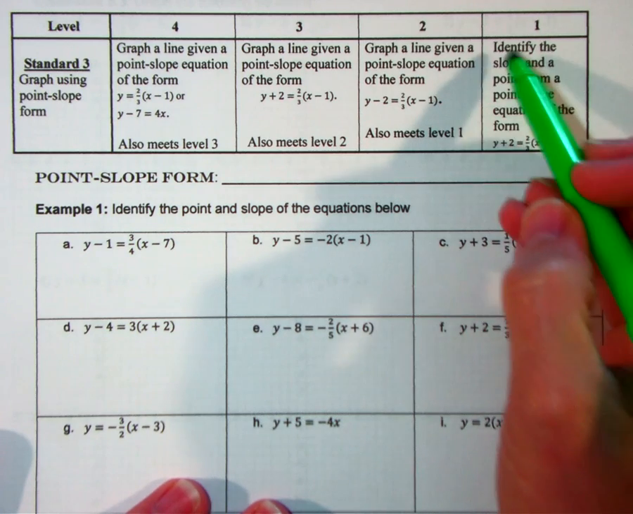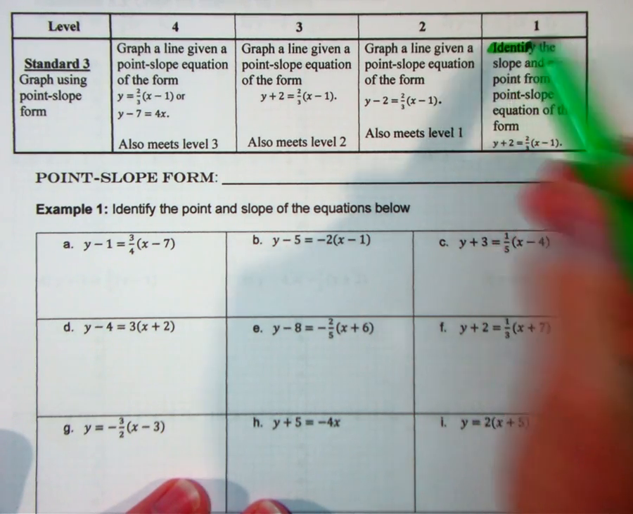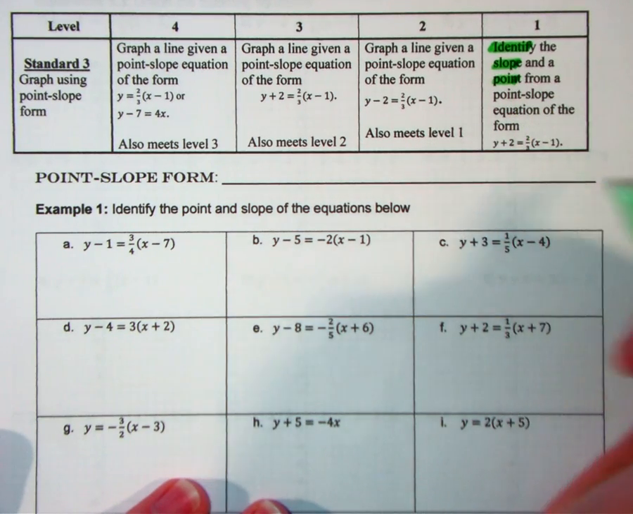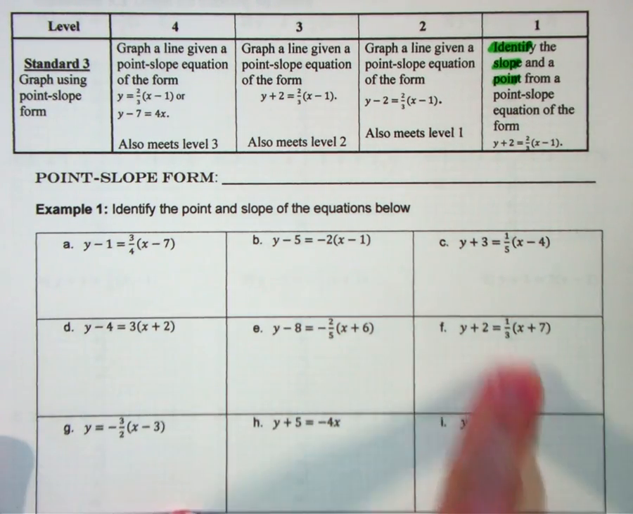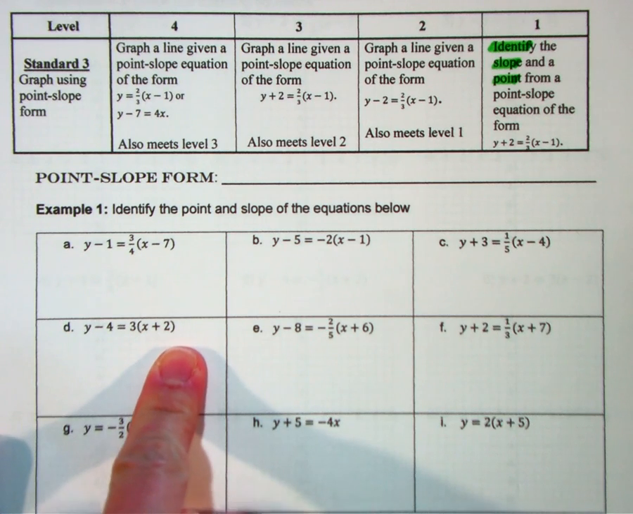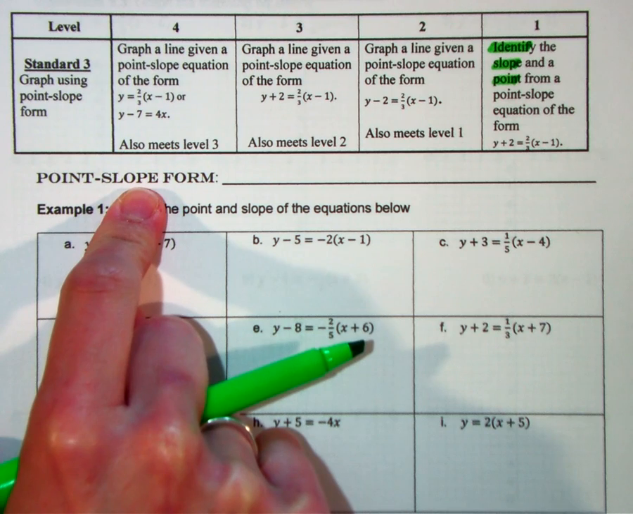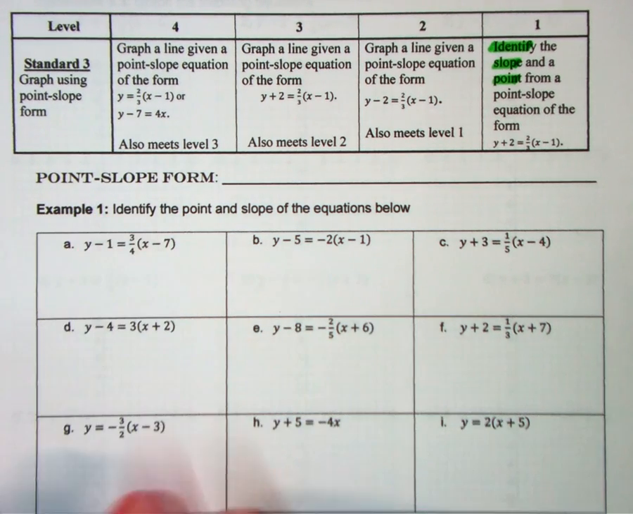So we want to be careful about that, and that's what we're going to practice with this first set of boxes here. So this says identify the slope and a point from the equation. So if you see down here, these are all equations, and from these equations you have to tell what the point was in that equation and what the slope was in that equation. So that's what we're focusing on today.